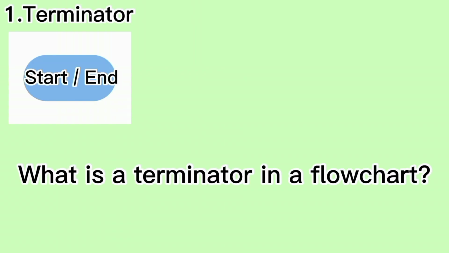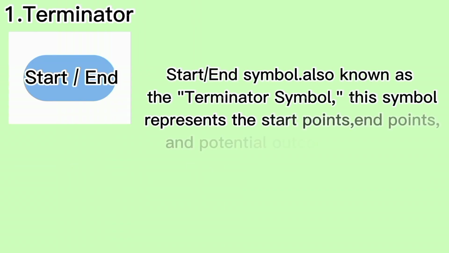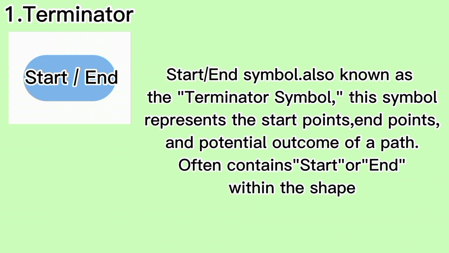What is a terminator in a flowchart? The start or end symbol, also known as the terminator symbol. This symbol represents the start points, end points, and potential outcomes of a path. It often contains the word start or end within the shape.